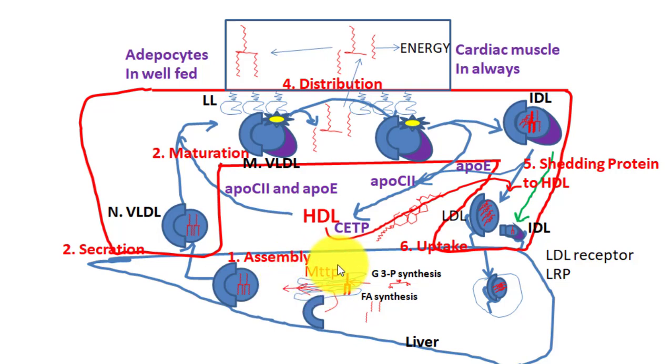This assembly is done by MTTP protein. MTTP protein is microsomal triglyceride transfer protein. This protein is present in the endoplasmic reticulum of hepatocytes. It is also present in the endoplasmic reticulum of enterocytes, and we are talking about VLDL. VLDL is secreted from hepatocytes.